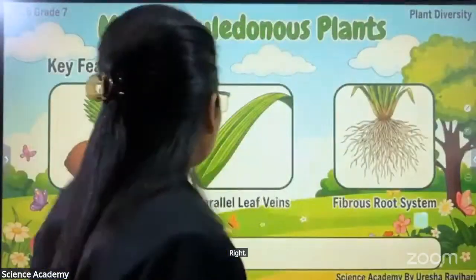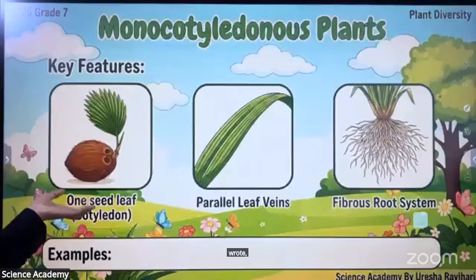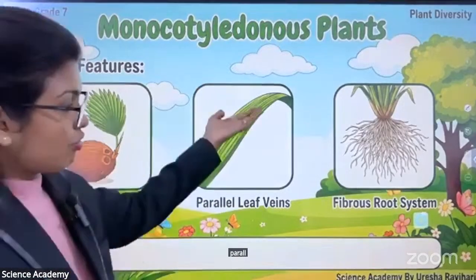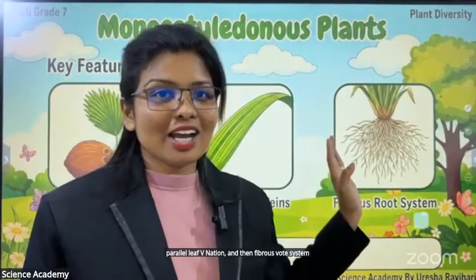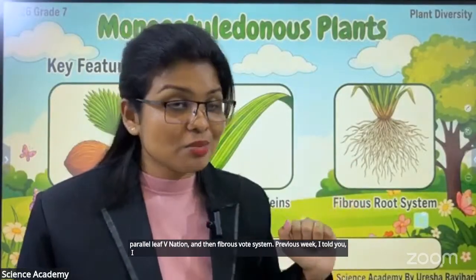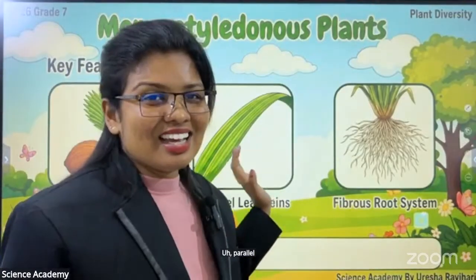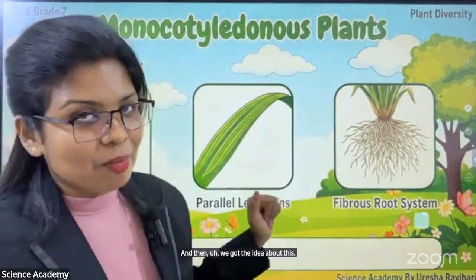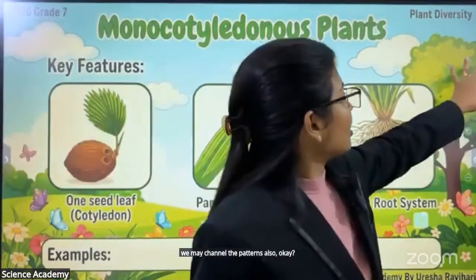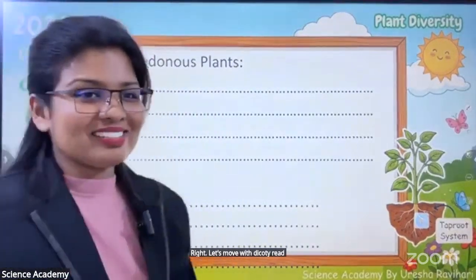Next one, here. The examples we wrote: one seed leaf, parallel leaf venation, and fibrous root system. Previous week I showed you the specimens of parallel venation, and we got the idea about this venation and the patterns also. Okay, right. Let's move on to dicotyledonous plants.